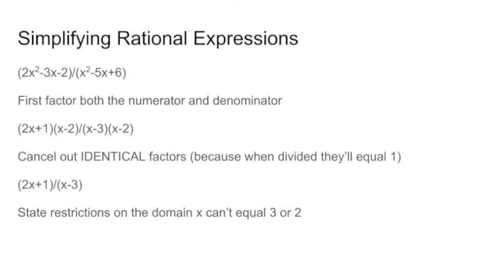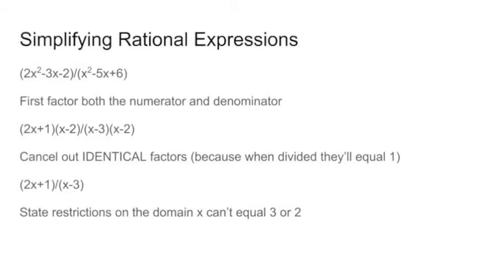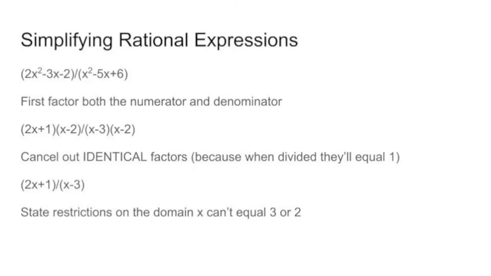One last piece we have to do is state restrictions on the domain. So we have to look back originally at our factored form of the original expression. And remember, we can't divide by 0. So the restrictions on our domain here is x can't equal 3 and x cannot equal 2, because those are the two values that, plugged in for our denominator, would make the denominator equal to 0. We're going to do another example of this here.